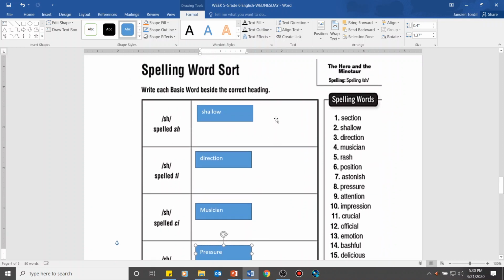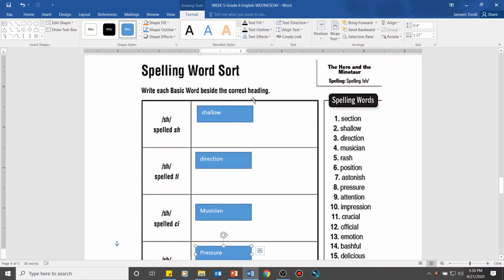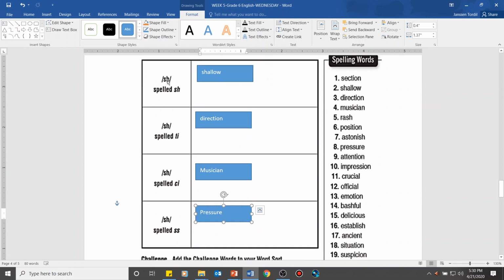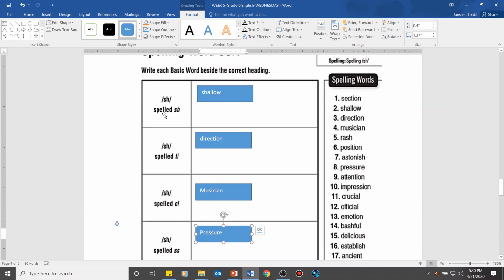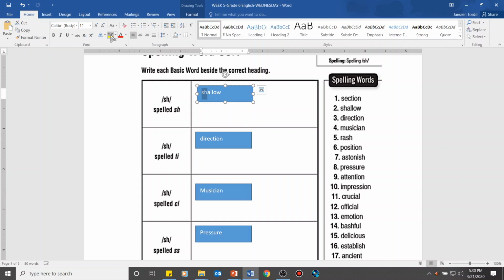For the second activity, you're going to write each basic word beside the correct heading. Here, you're looking for a sh sound, and it's spelled sh. For example, shallow. You can see the sh here and the sh sound. Next is spelled ti with the sh sound. For example, direction, shun. You can hear the sh sound.